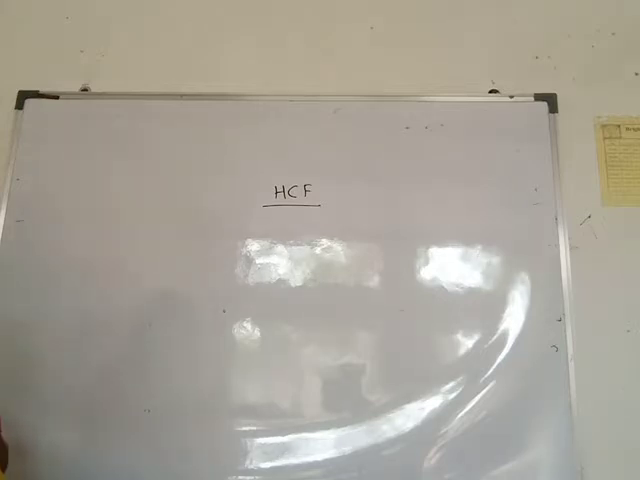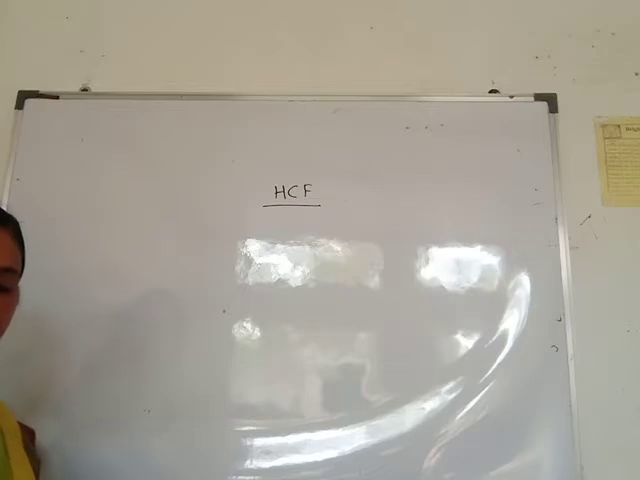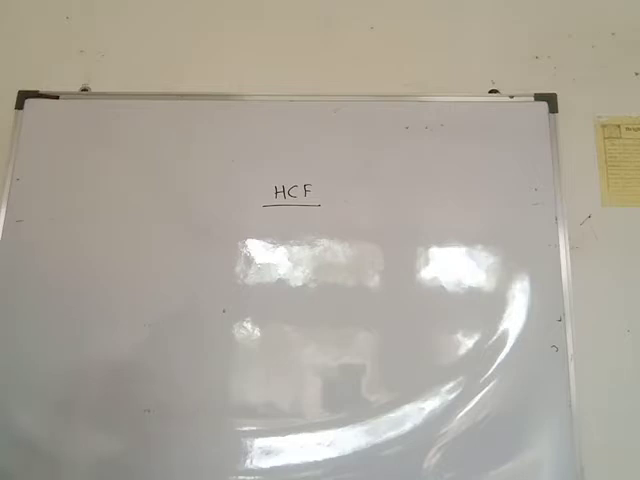Find the HCF of the following numbers. You write the factors of these numbers, then you write the common factors. Then you find which is the biggest number in these common factors, and write that as the HCF, the highest common factor.